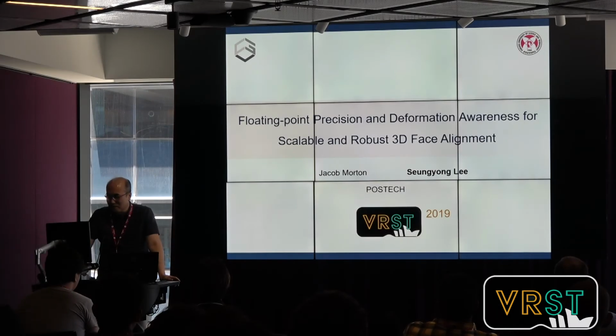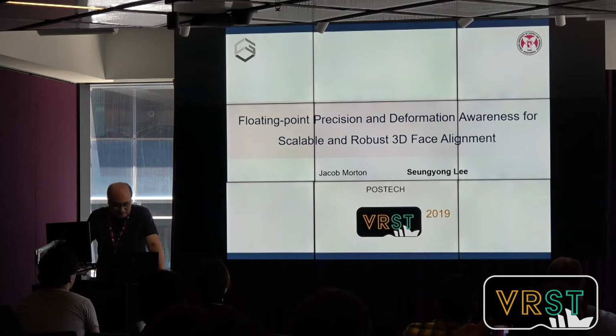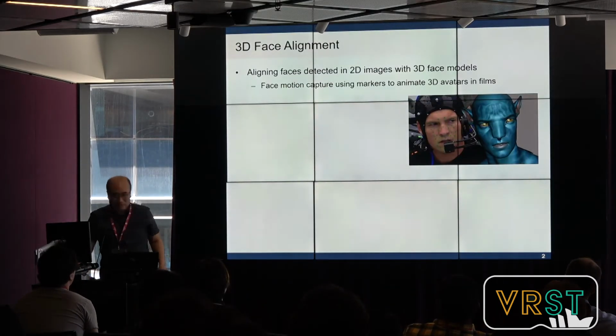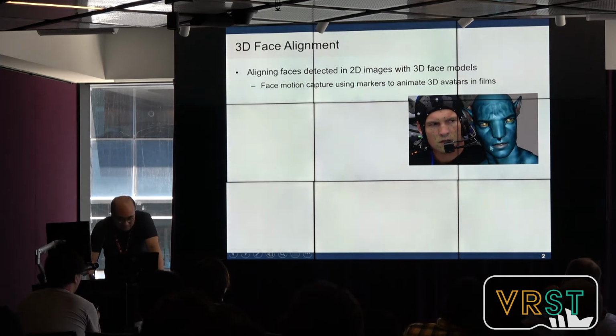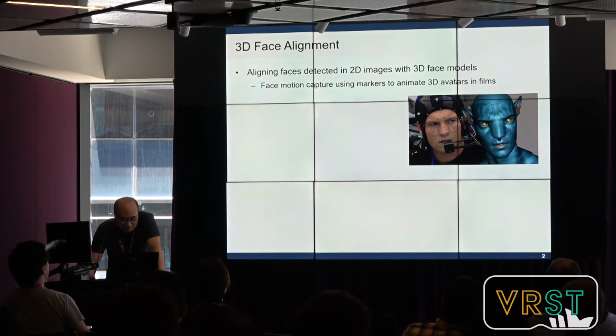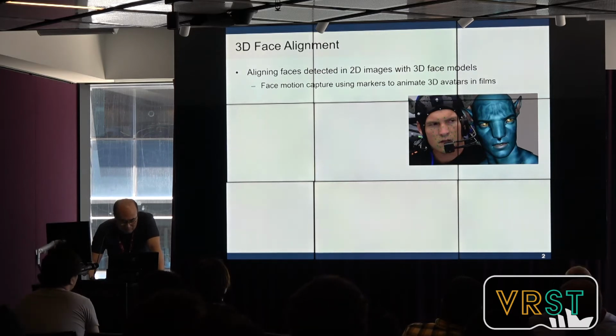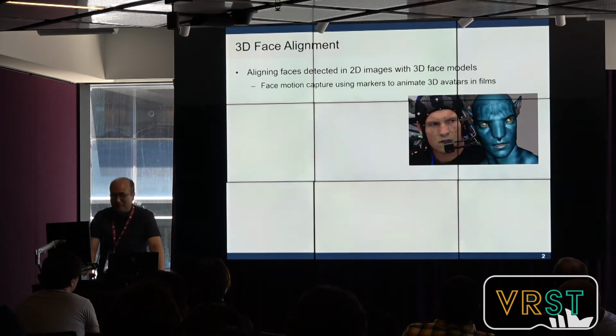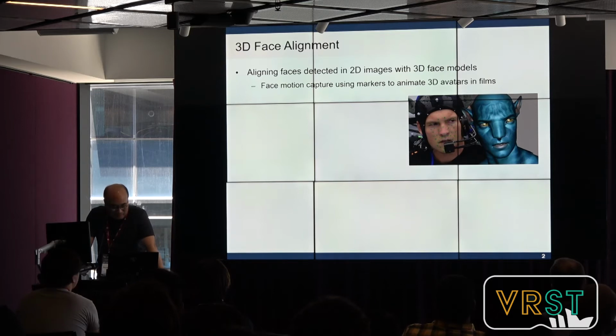Point precision and deformation awareness for scalable and robust street face alignment. Then what is 3D face alignment? 3D alignment means we align faces detected in 2D images with a 3D face model.